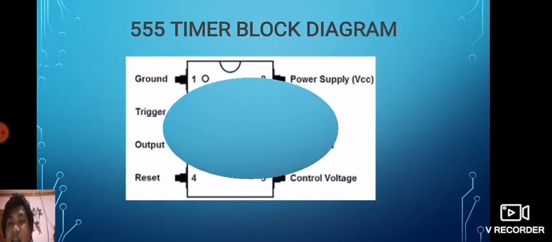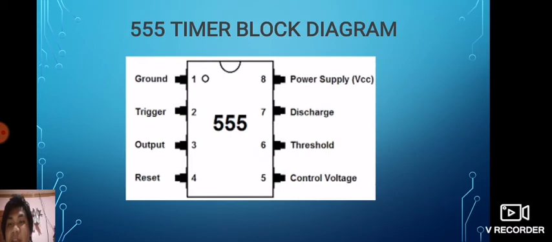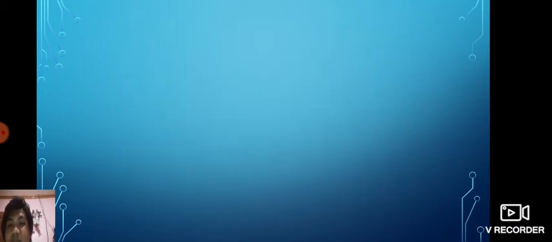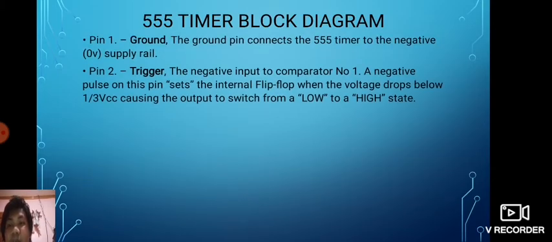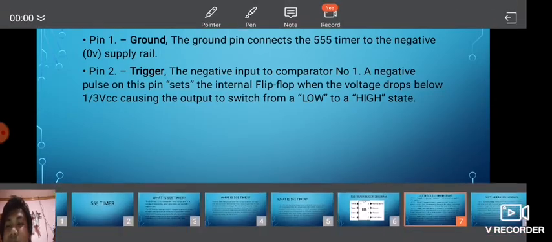This is the 555 timer block diagram. Pin 1, ground. The ground pin connects the 555 timer to the negative supply rail. Pin 2, trigger, the negative input to comparator number 1. A negative pulse on this pin sets the internal flip-flop when the voltage drops below 1/3 VCC, causing the output to switch from a low to a high state.